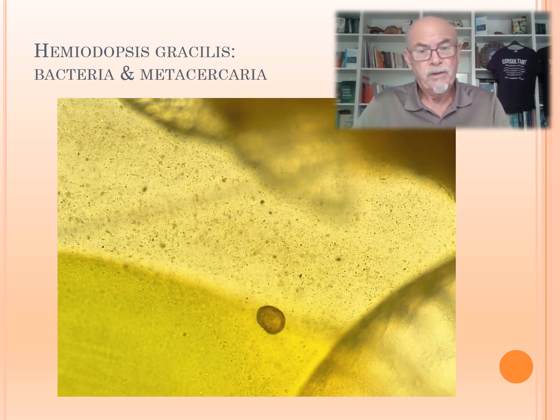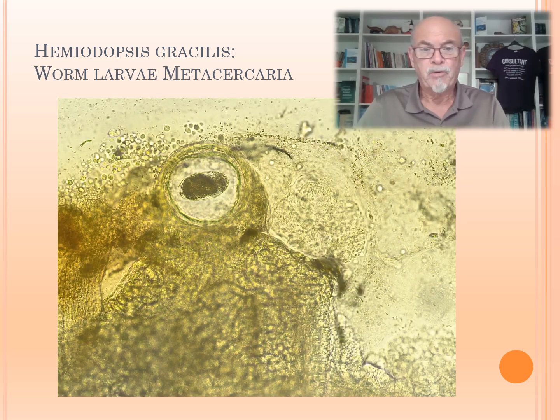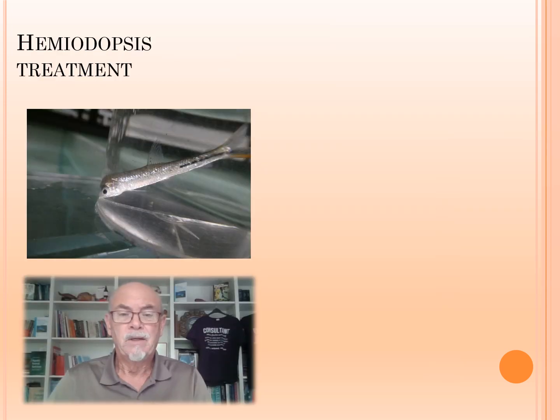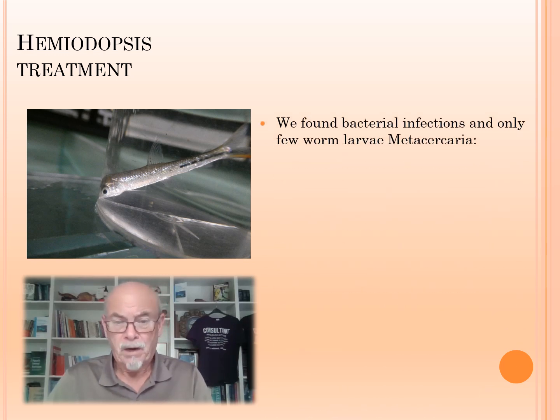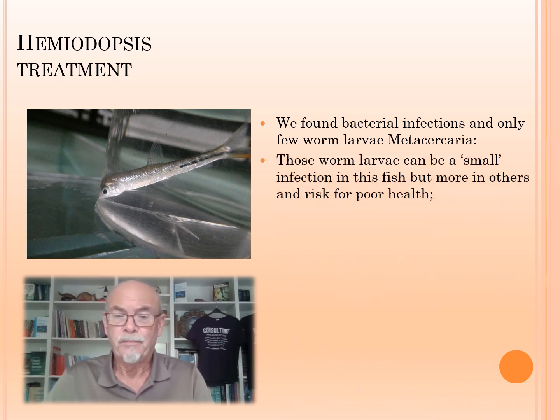And then internally we found Metacercaria, those encapsulated worm larvae. We found also bacteria. Here we found another Metacercaria next to the gut, the intestine. So we had a mix of problems here, and particularly the bacteria is a serious problem, and the encapsulated Metacercaria worm larvae, well, this is a problem causing weakness of the fish.